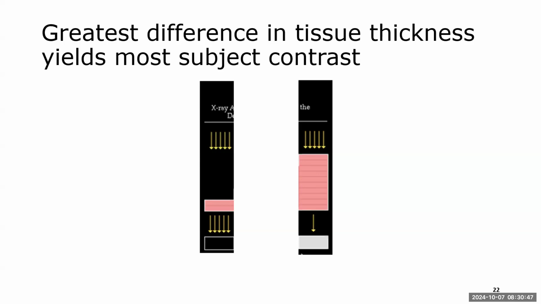Again, subject contrast being what? The difference in adjacent tissues. Yes. And subject contrast comes from the subject, the patient, right? Subject contrast is created by the patient. So the patient's parts and thicknesses and disease processes and all those kinds of things are going to affect subject contrast. That's the contrast you get from the subject, from the patient.